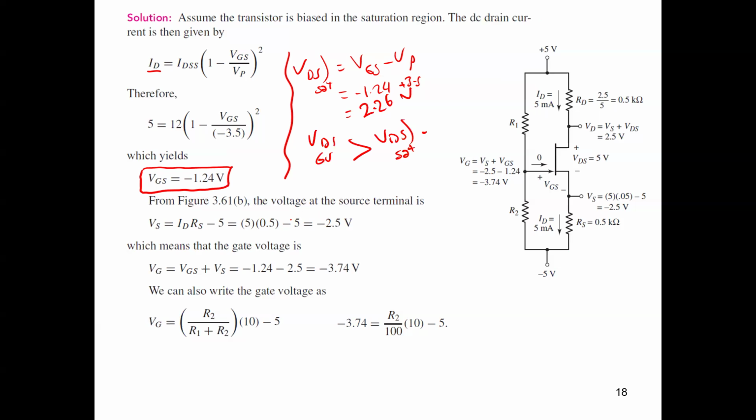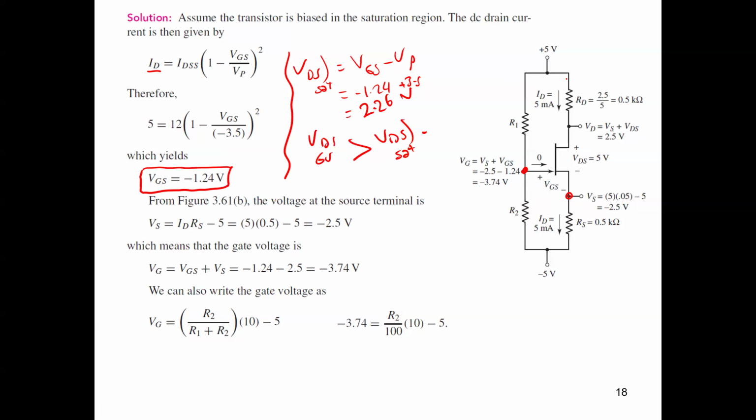Next, we need to calculate the values. So now I got the value of VGS. So I got the value between this point and that point. I'm still missing all other parameters. I need to calculate everything. So let's start now from the circuit equation.